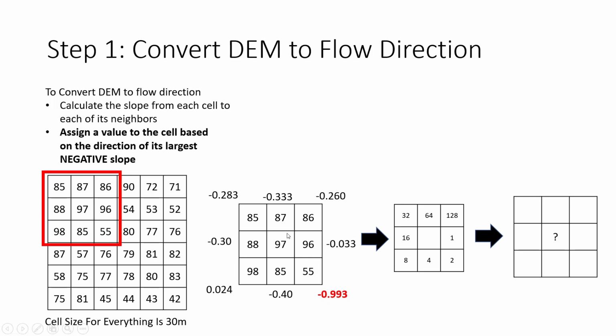Okay? So given that our most negative slope, this negative 0.993, is down and to the right, what coded value are we going to use? I encourage you to pause the video and think through what coded value would indicate that we would leave the cell going down and to the right.